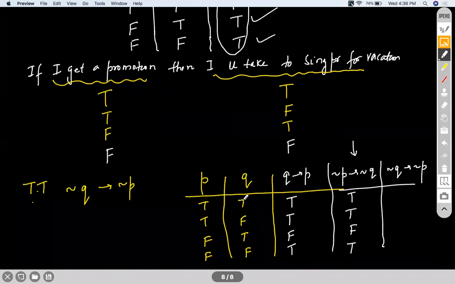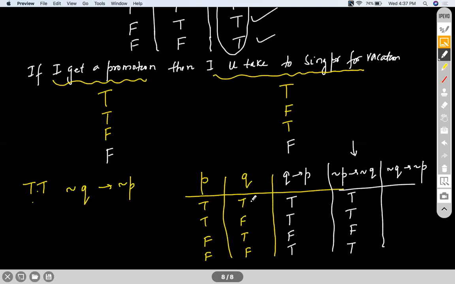Not Q is also false. So false, false means not getting promotion, not taking wife. Good husband, right? Yeah. Okay. Now false, true means not getting promotion, still taking his wife. Good husband, true. True, false. Getting a promotion, not taking the wife. False. Bad husband.